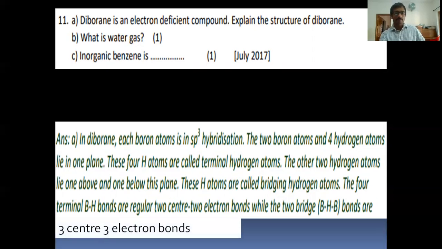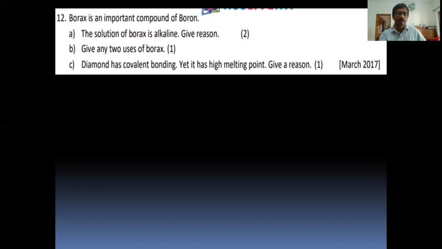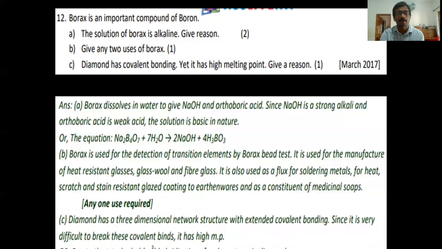Okay, now question number 12. Borax is an important compound. The solution of borax is alkaline. Give reason. Borax, Na2B4O7, when it is dissolved in water or treated with water, what happens? NaOH plus boric acid, H3BO3, will form. Boric acid is a weak acid. NaOH is a strong base. Therefore, the resulting solution is basic in nature.